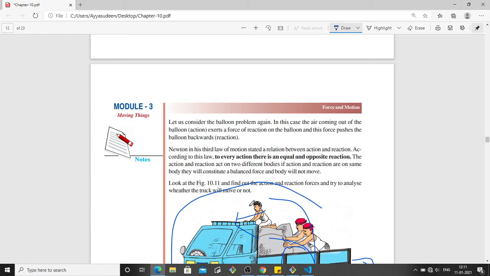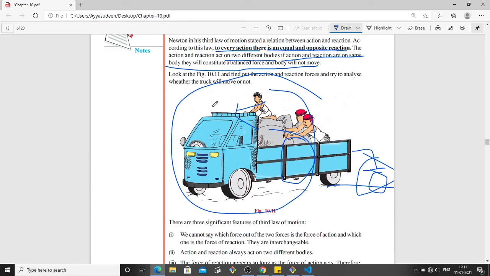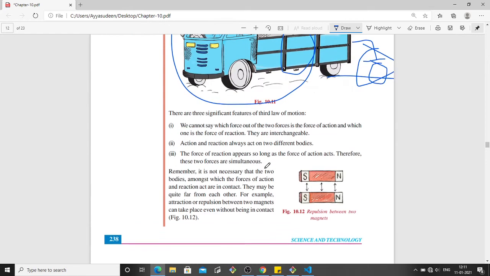What Newton's third law says is that, according to his law, to every action there is an equal and opposite reaction. So this is the definition of Newton's third law. The action and the reaction act on two different bodies. But if the action and reaction are on the same body, they are considered balanced forces and the body will not move.